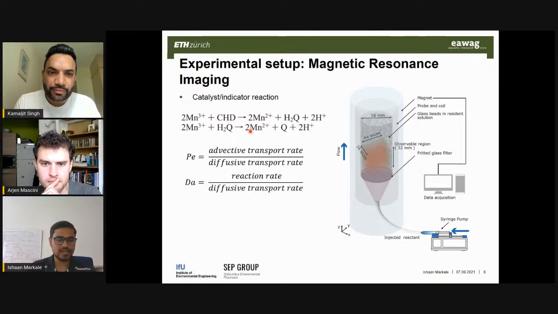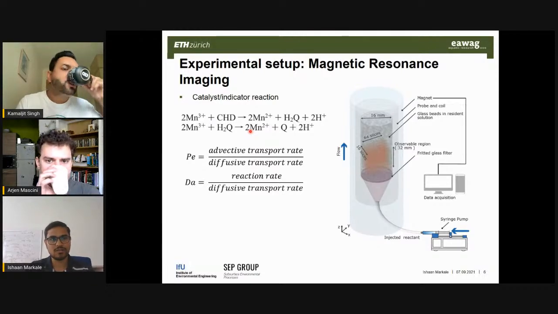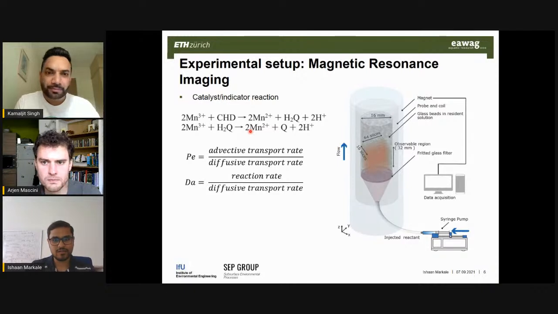And how we characterize these reactions is using these two dimensionless numbers, the Peclet number and the Damkohler number. The rate of reaction for this kind of reaction is quite high, so the Damkohler number is very low. What that means is that the reaction is driven by mixing and not by the kinetics of the reaction.